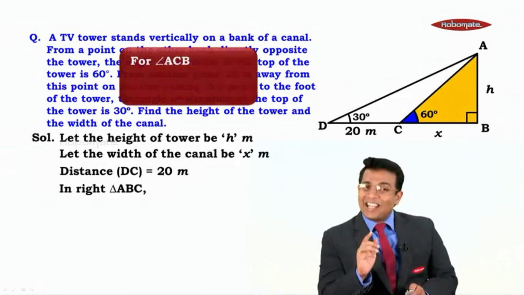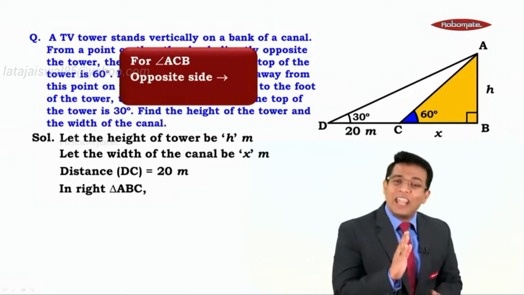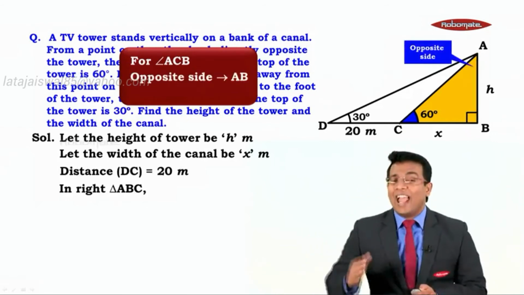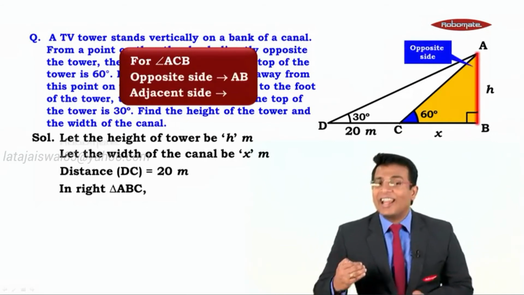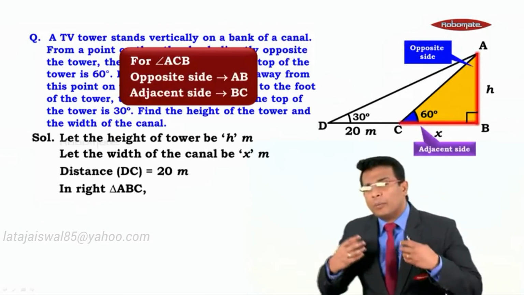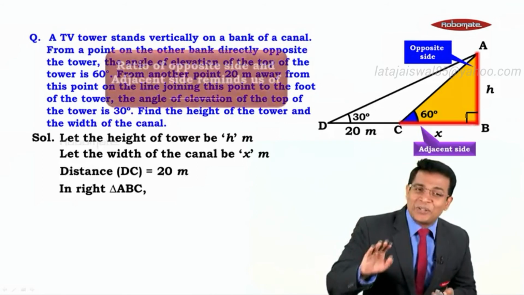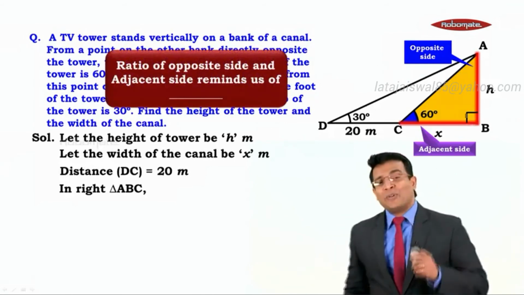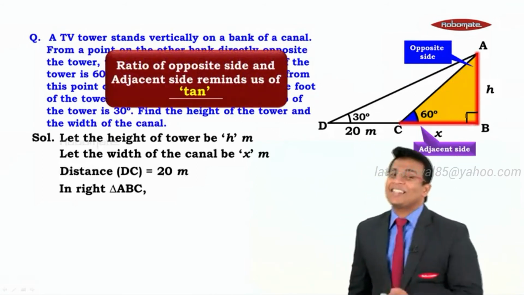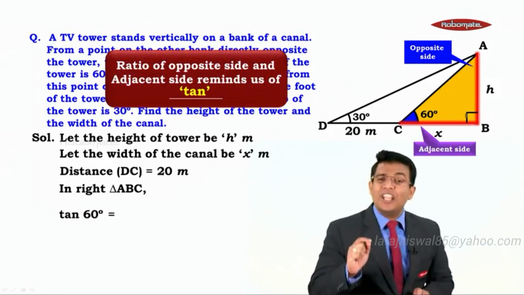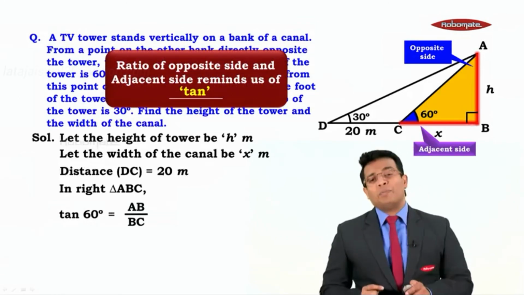Now for that angle C, what do we have? We have AB, which is the opposite side, and we have BC, which is the adjacent side. So we are talking about opposite side and adjacent side. Which ratio comes to your mind? Yes, that ratio is nothing but tan. So now we are going to use tan for that particular angle 60. So we write tan 60 is equal to AB upon BC.